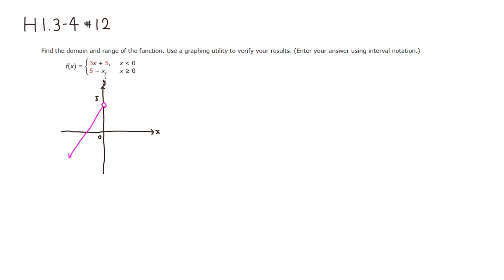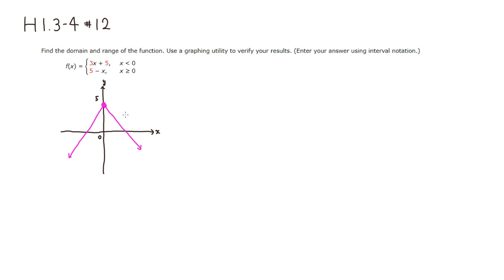The other half is 5 minus x, so that's on the positive side. The y-intercept is 5, so let's go through this point right here. And the slope is negative 1, so it actually goes like this.